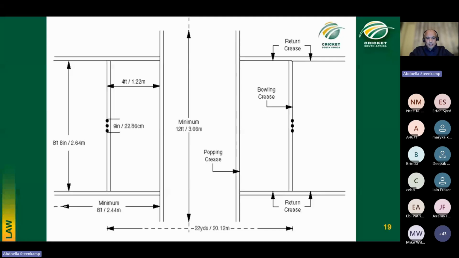When it comes to the popping crease, there's a minimum length of 3.66 meters. I prefer the metric system. That's why I'm saying 3.66. Imperial, it's 12 feet. The return creases, a minimum length of 2.44 meters. And the bowling crease, there is an exact length of 2.64 meters.